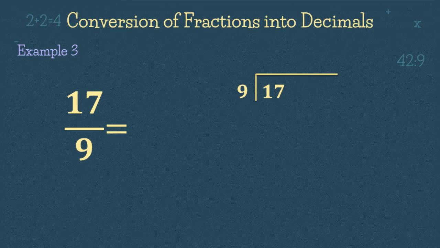Now for the third example, let's have an improper fraction. Let's say 17/9. In this example, our numerator is bigger than our denominator. We write 9, which is the divisor, outside of the long division symbol. Then we write 17, which is our dividend, inside the long division symbol. Can 17 be divided by 9? Yes, by 1, because 9 times 1 is 9. We cannot use 2 because 9 times 2 is 18, which is more than 17. We put 1 on top of 7.